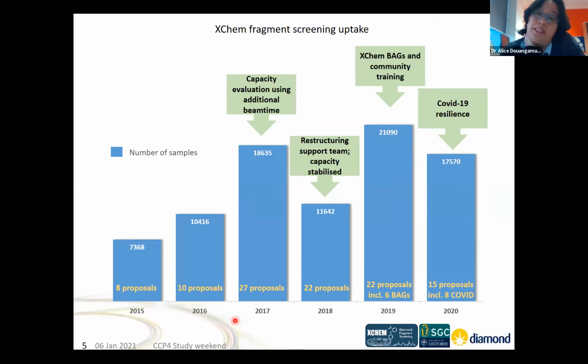So this is a summary of how the program has been taken up by the user community over the years. We've been operational since 2015. Last year, we introduced XChem bags and complete training. You can see that we've ramped up to 21,000 samples. This year, due to COVID, we're a bit lower, but not so much. So the whole pipeline seems to work and is pretty resilient even despite COVID-19.